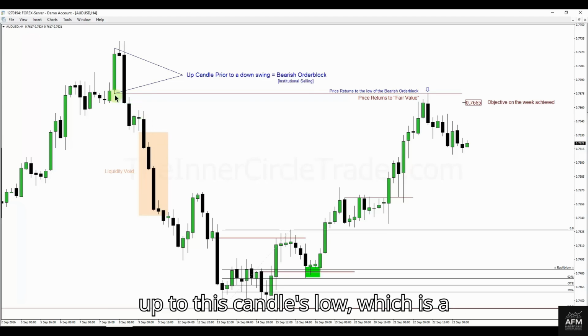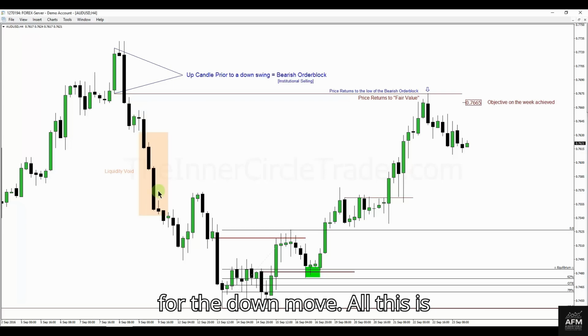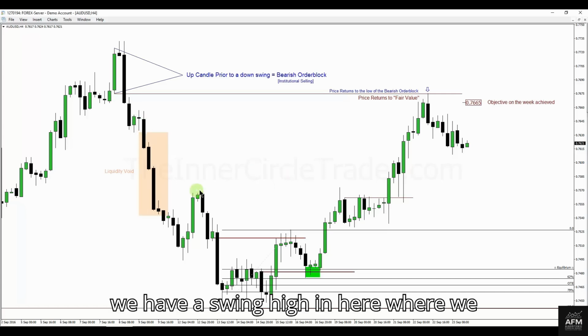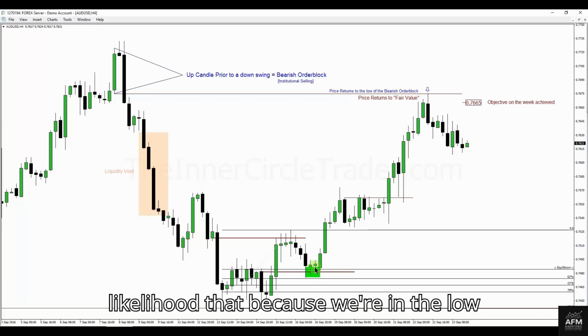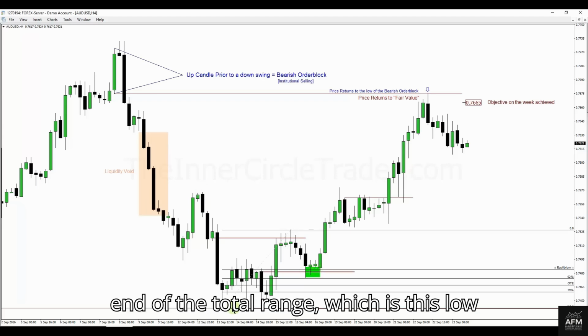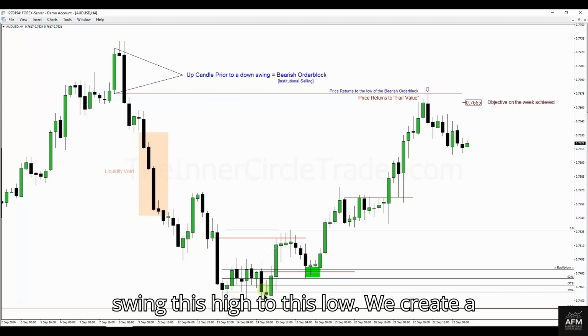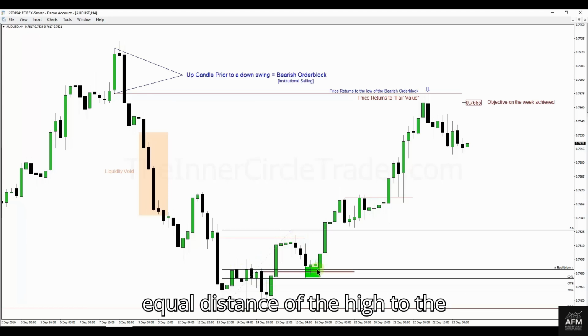It doesn't have to come all the way back up to this candle's low, which is a bearish order block, this up candle right before the down move. All this is needed to give us a directional bias. We have a swing high in here where we know there are going to be buy stops resting above that. So we know that there is a strong likelihood, because we're in the low end of the total range, which is this low to this high, so this is the parent price swing, this high to this low, we created a short-term low that was higher. We broke through a swing high, came back down into the equal distance of the high to the low, that is equilibrium. We're now at fair valuation.